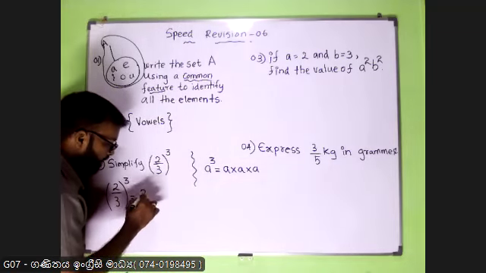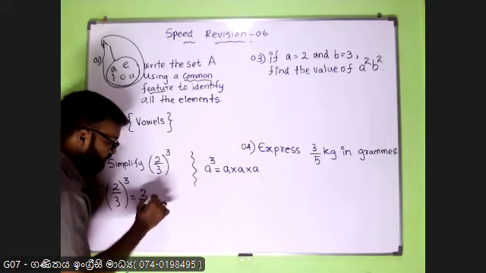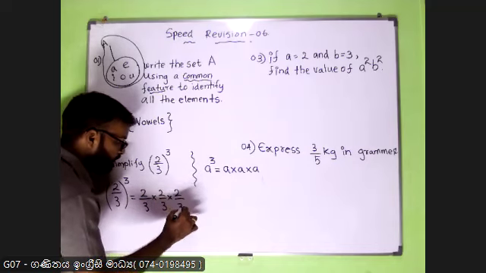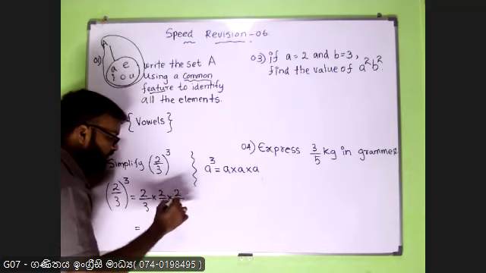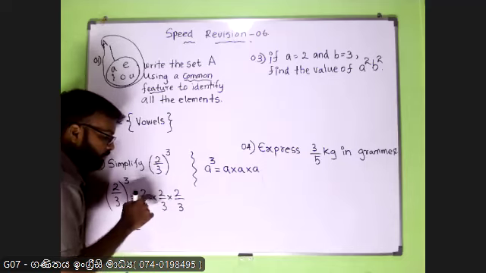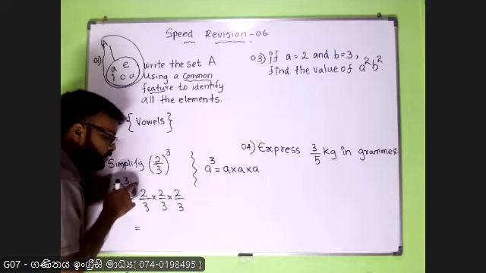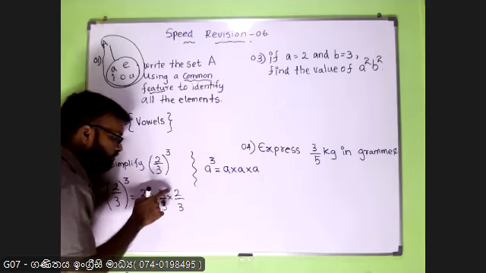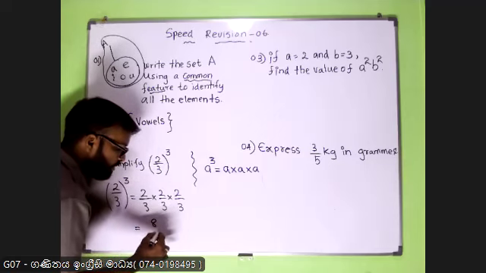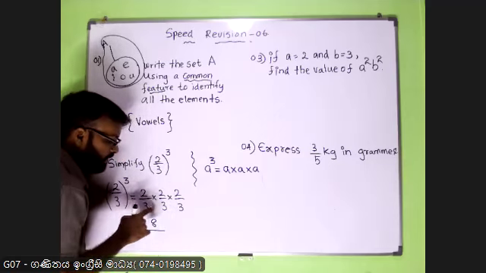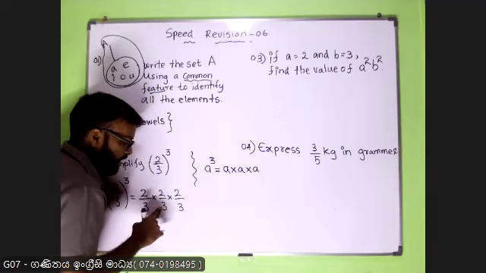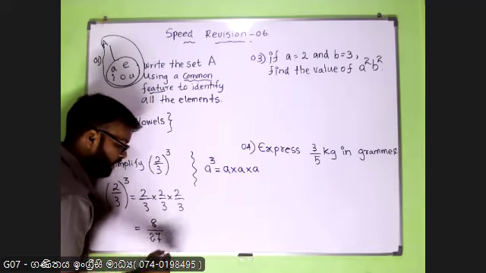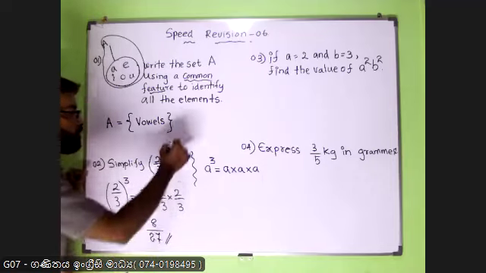So you can expand it as 2 upon 3 times 2 upon 3 times 2 upon 3. You know how to simplify a fraction like this. In multiplication, first you multiply the numerators: 2 times 2 is 4, 4 times 2 is 8. The numerator is 8. Then 3 times 3 is 9, 9 times 3 is 27. So your answer should be 8 upon 27.